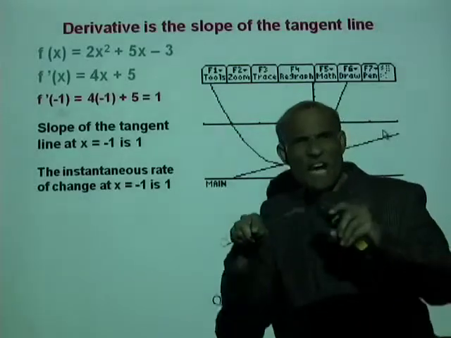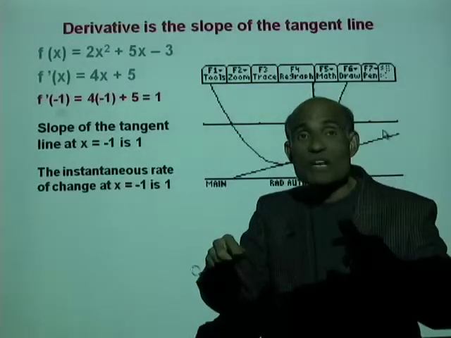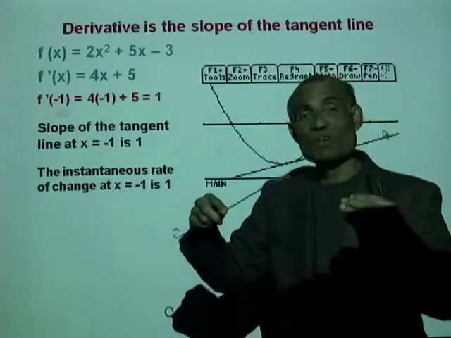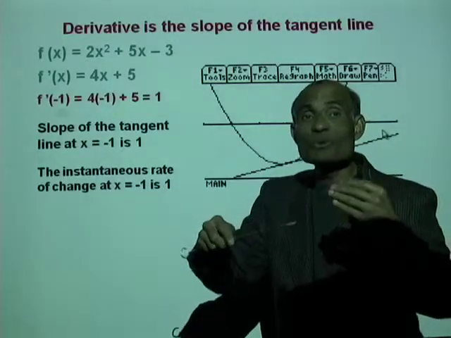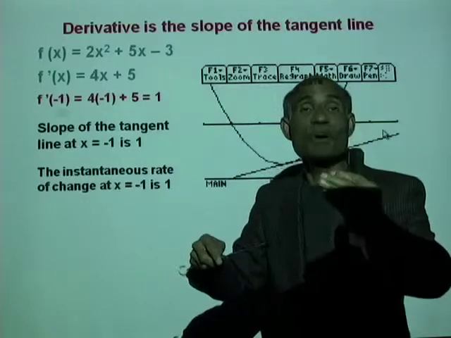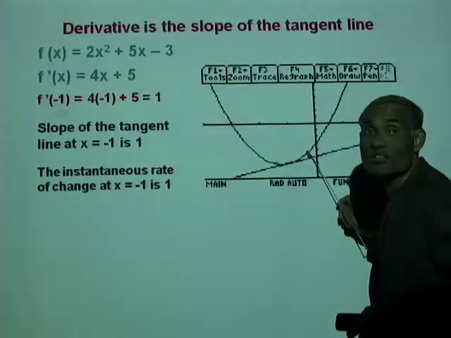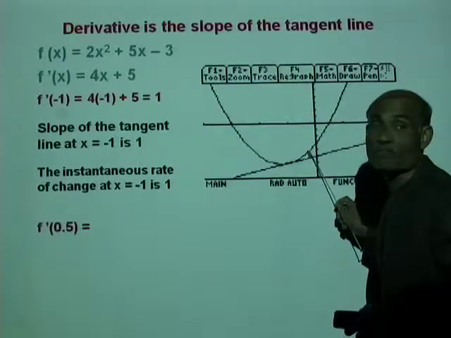It means at that instant when x changes by 1 unit, y will also change by 1 unit. When the input changes by 1 unit, the output will change by 1 unit as well. At that instant. But if you move to another instant, the rate of change will be different.